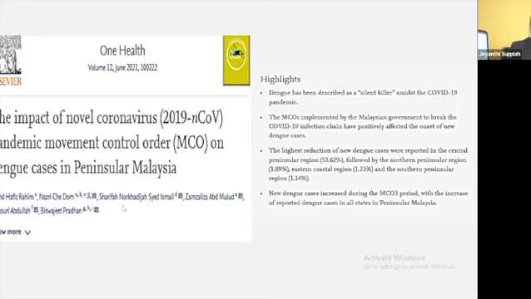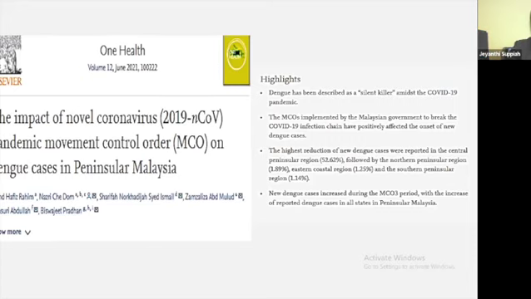So this paper captured some interesting findings where they noticed that during the implementation of MCO, which is supposed to break the COVID-19 infection chain, it also had some positive effect on the onset of dengue cases. Where the highest reduction of new dengue cases were reported in the central peninsular region, followed by the northern peninsula and eastern coastal region.